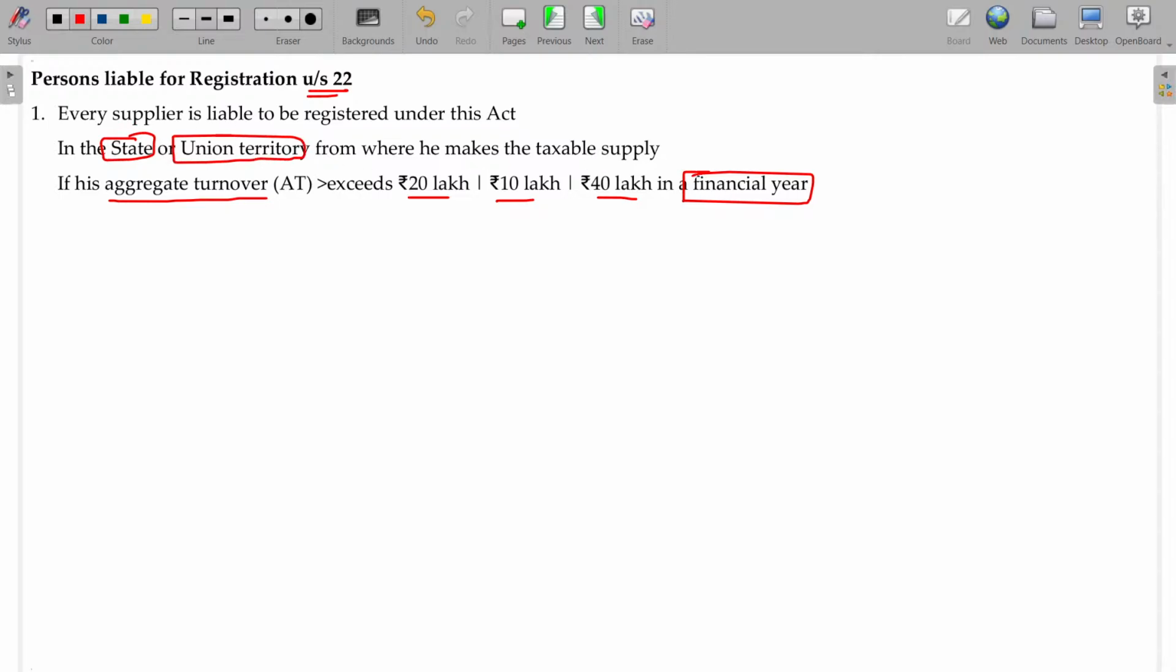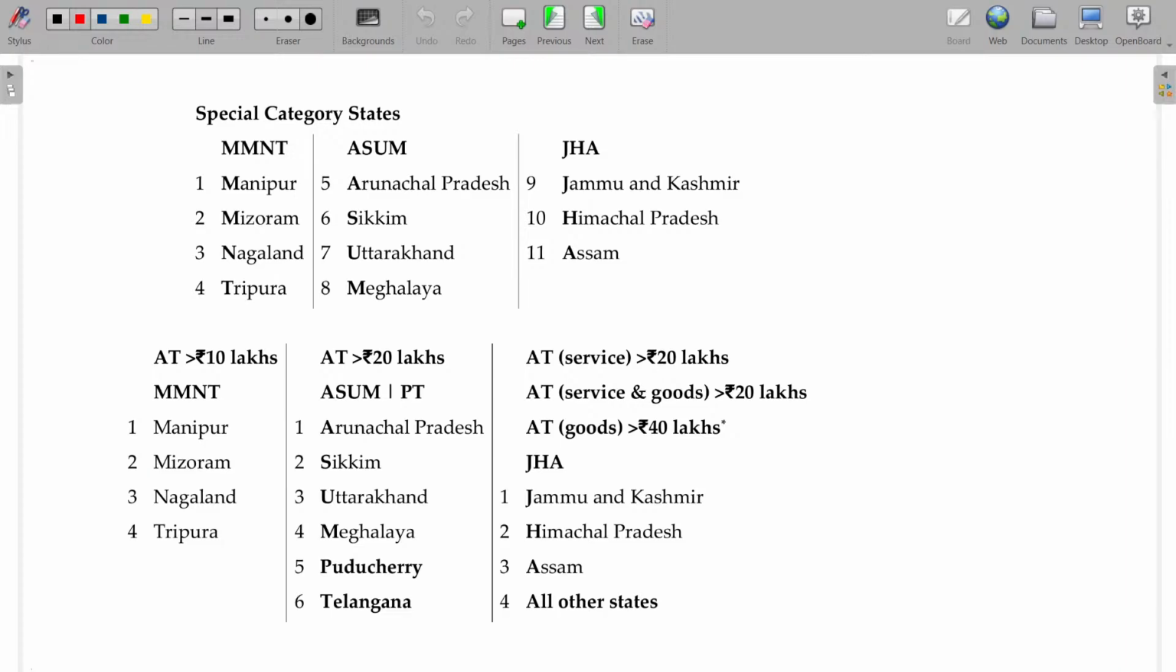Now, every supplier is liable to be registered under this Act in the state or union territory from where he makes the taxable supply. He has to apply in the state or union territory where he has a business, not with the CGST. Once the approval is given in the state or union territory, say State GST or UT GST, automatically your number is also allotted in CGST. Now, what about the 20, 10 and 40? In which of the states do you have to consider this? Before going to the subsequent learning, we will now define what are called special category status states.